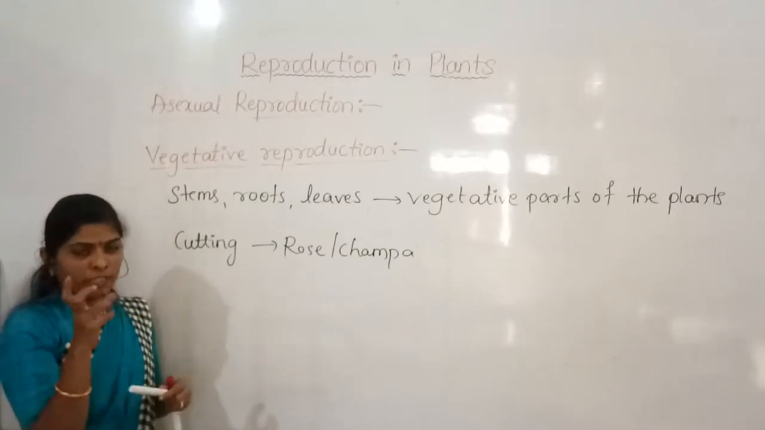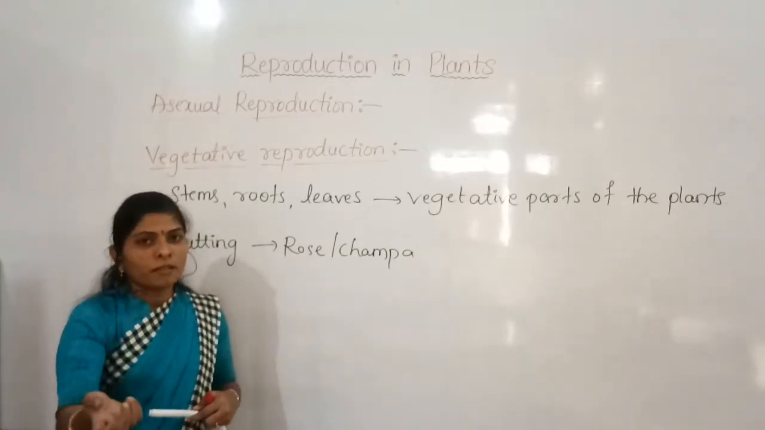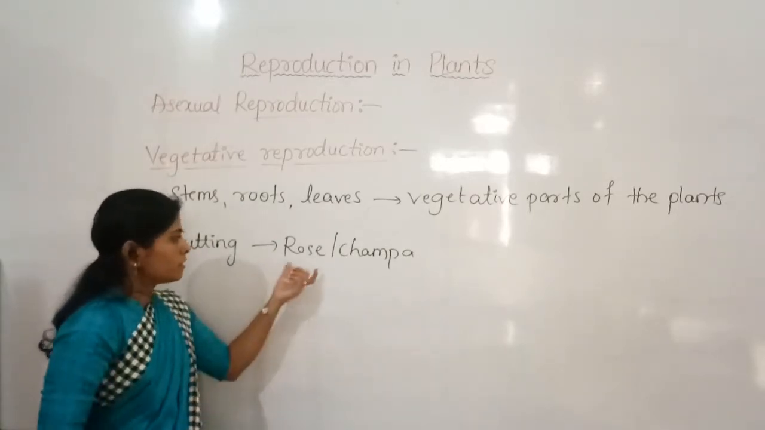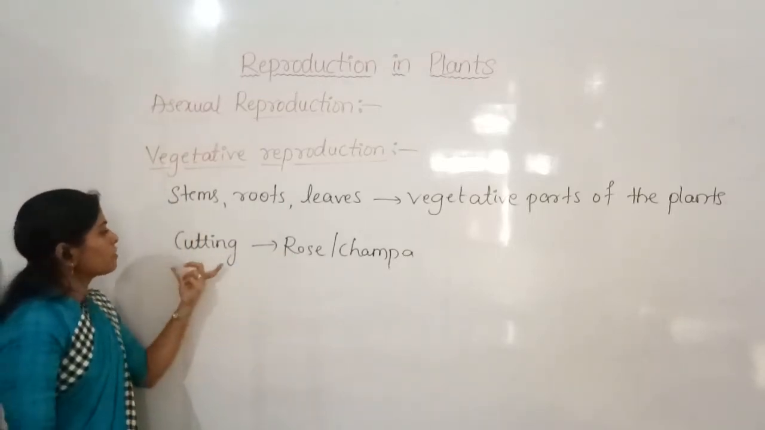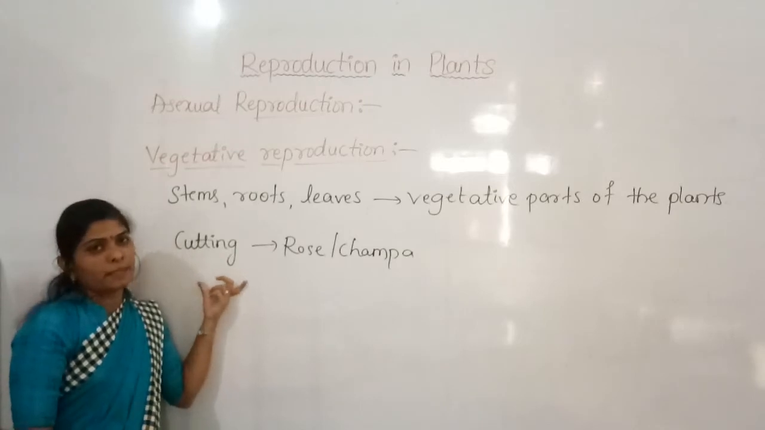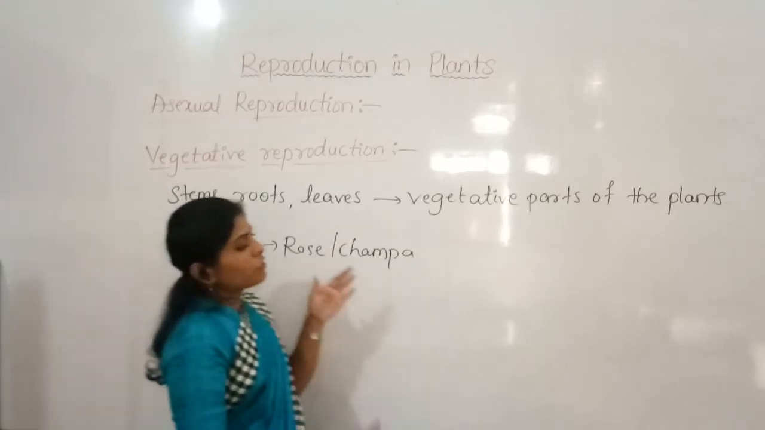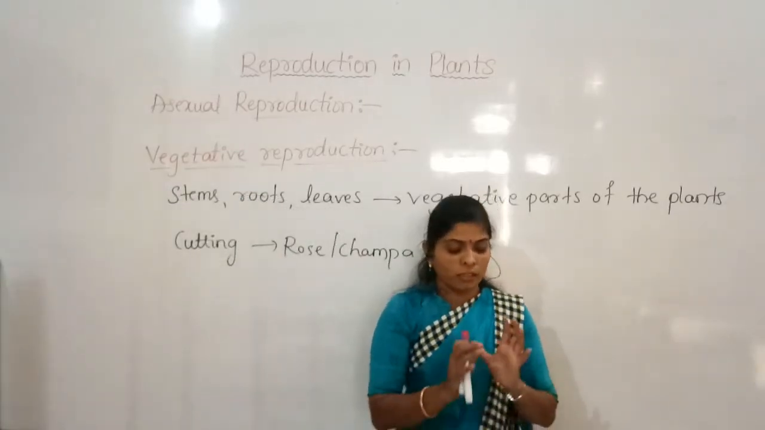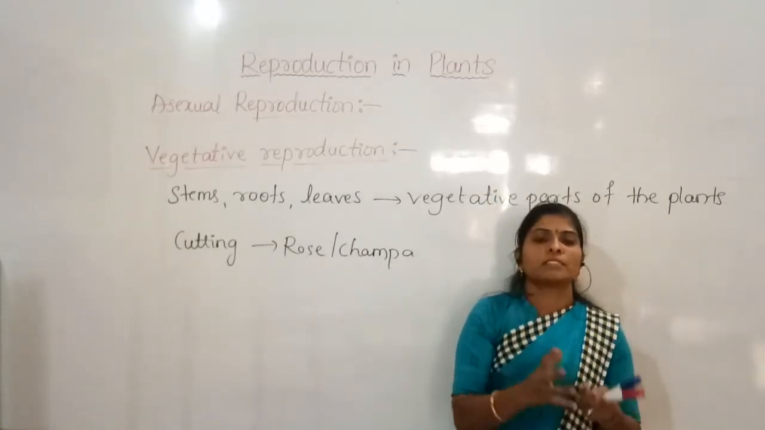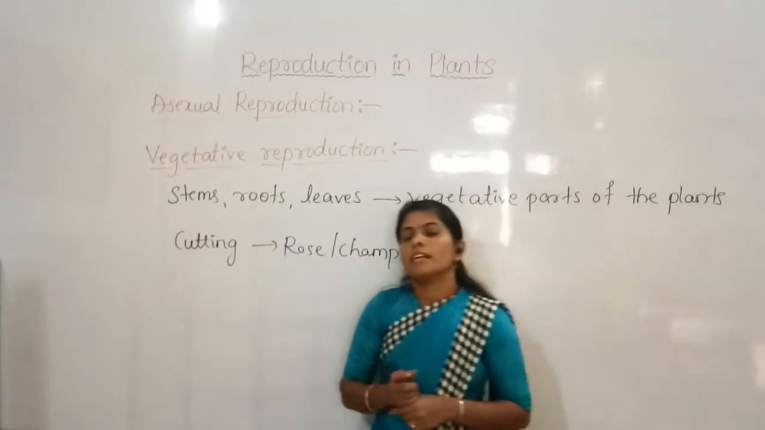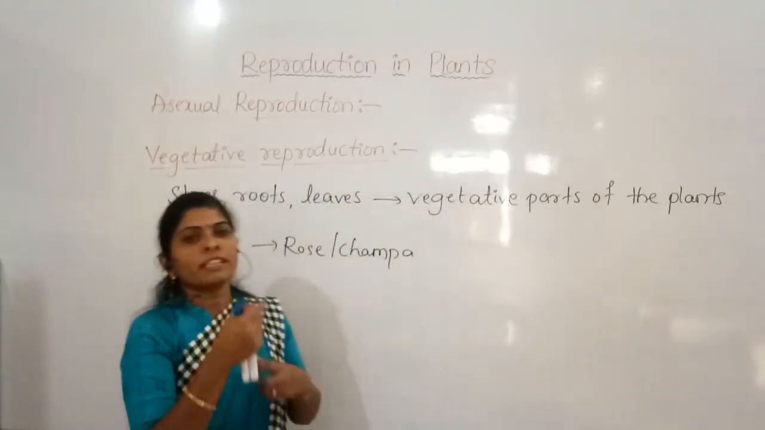Or the branch we cut and plant. So planting the plant of this rose or champa, that we call cutting. And then you just dig the ground or insert this in a pot which is full of mud, and then go on watering the plant.